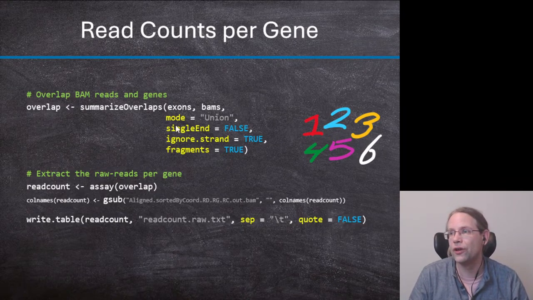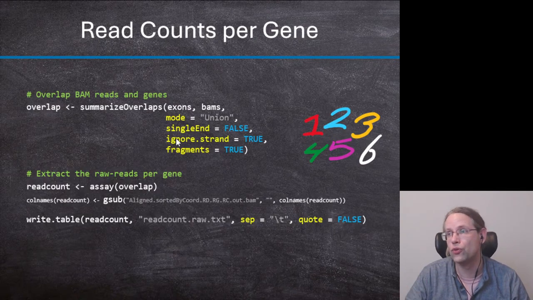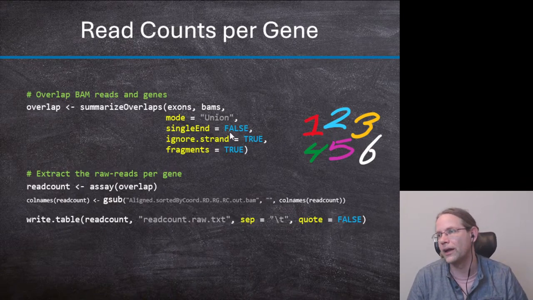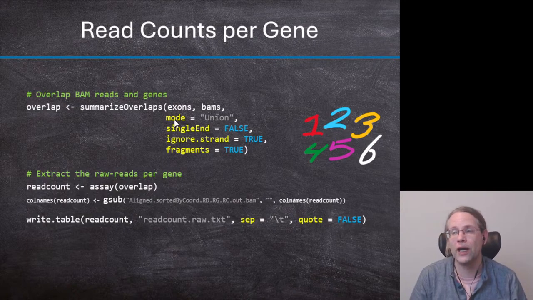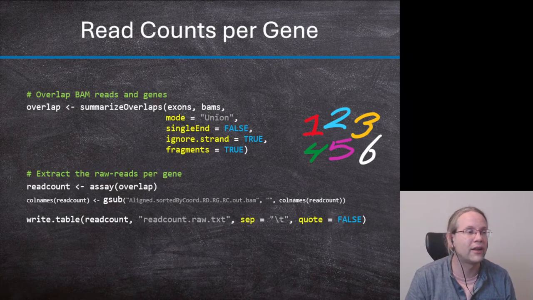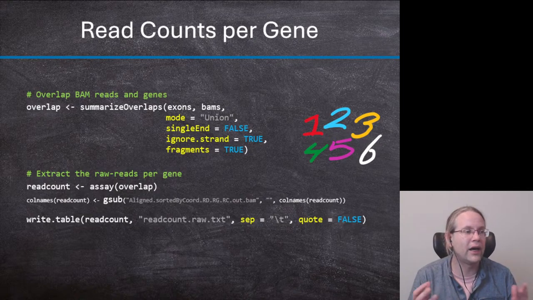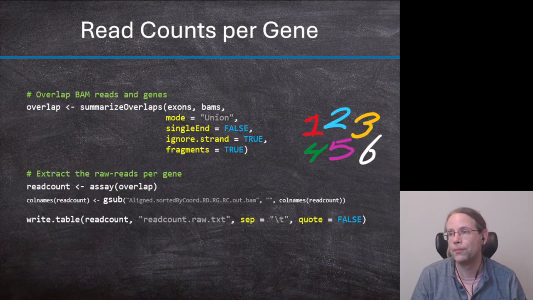And of course, these things you can, if you just do question mark summarize overlaps, it will tell you all of the different modes that you can set to read in your BAM files. And it will also give you examples on when to use which settings. Right, so if you have single end reads, then single end should be true. If you have paired end, then single end should be false. But there's different modes, and depending on these different modes, the read count will vary slightly and you will get slightly different results. And this really depends on your experimental setup and how your experiment was more or less performed.